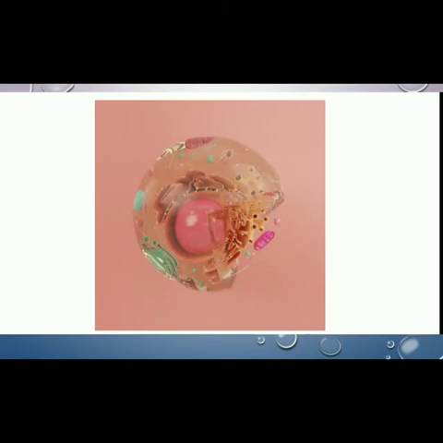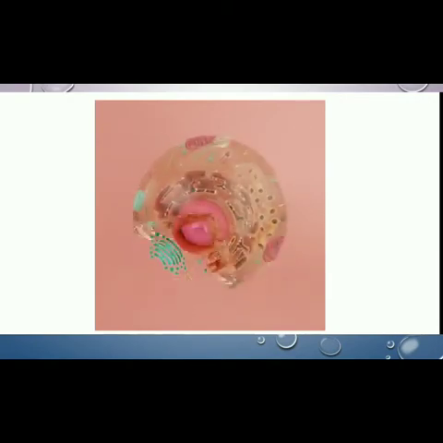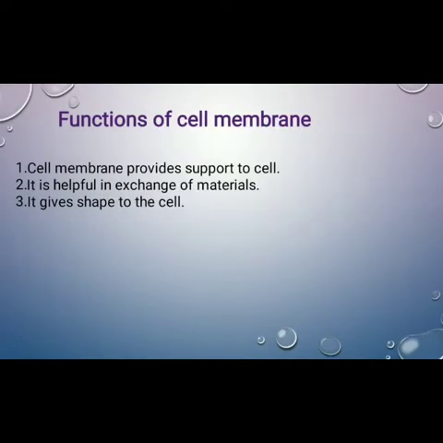Now let's know about the functions. It helps in passage of material in and out of the cell. It surrounds the cytoplasm, hence protecting it. It separates one cell from another. Cell membrane provides support to the cell and it is helpful in exchange of materials, as I told you earlier also, and it gives shape to the cell.